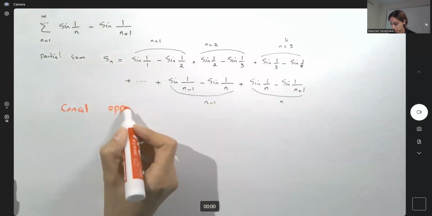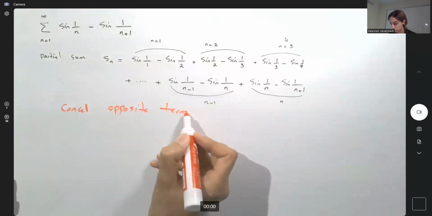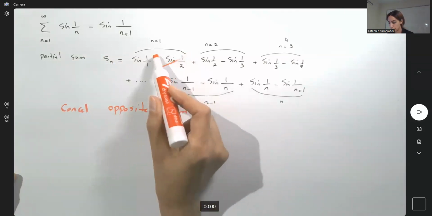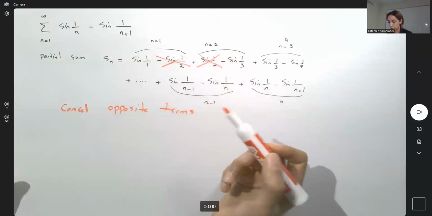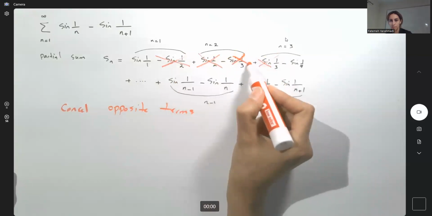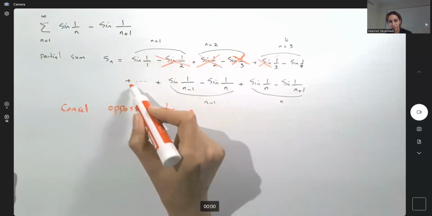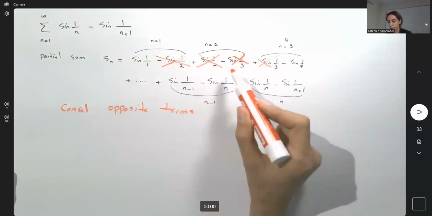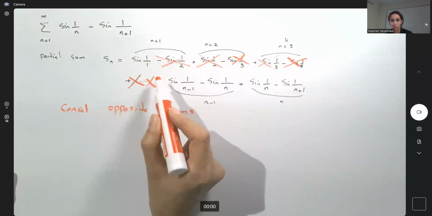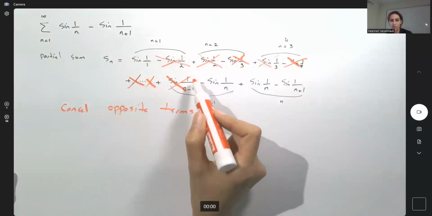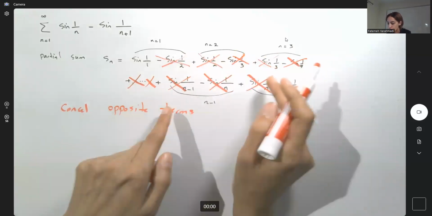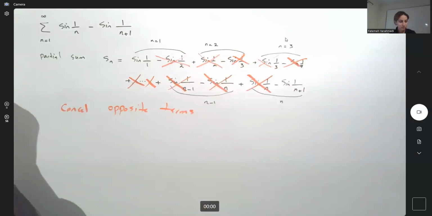Cancel opposite terms. What are the opposite terms here? Well, I have negative sine of a half and sine of a half. Cancel out. Negative a third and sine of a third. They cancel out. This term is going to be canceled with a positive term, which is sine of a fourth. We can cancel this out. All of these terms will be canceled out. This guy is going to be canceled with a term before it. You have negative sine of 1 over n, cancel out with sine of 1 over n. All of the middle terms are canceling out.